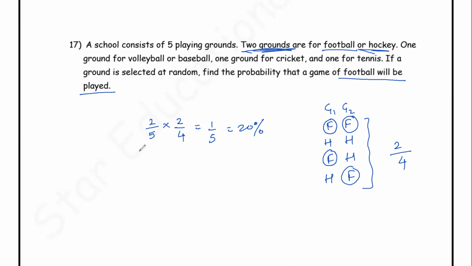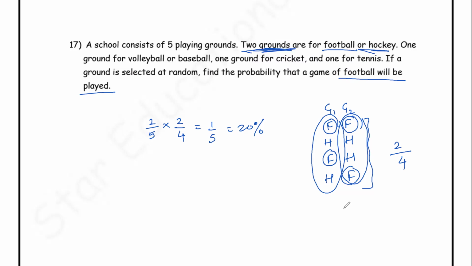So those who are thinking that in four combinations, three combinations have football, so it should be 3 out of 4, well, it doesn't work that way. Okay, because I'm picking up any one of the grounds, right? So if I pick up ground one, then these are the four possible outcomes I can have. If I'm picking up ground two, these are the four possible outcomes I can have.